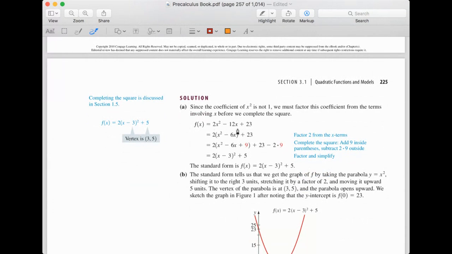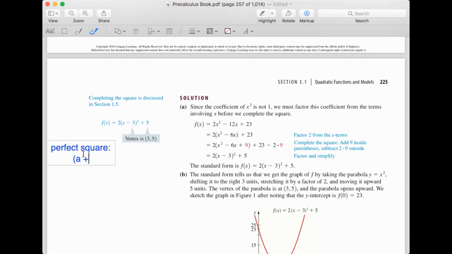So we will group the first two. Then we factor out the common factor, 2. So factor out 2 with x squared minus 6x, plus 23. Then we want to make something called a perfect square. This process is completing the square. Okay, we want to make a perfect square. Remember, a perfect square has this form.